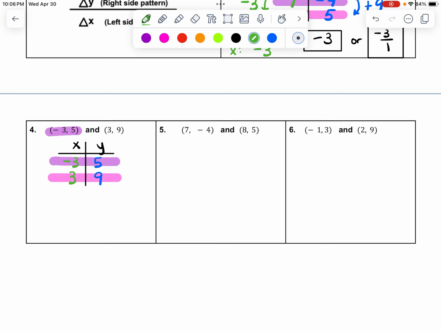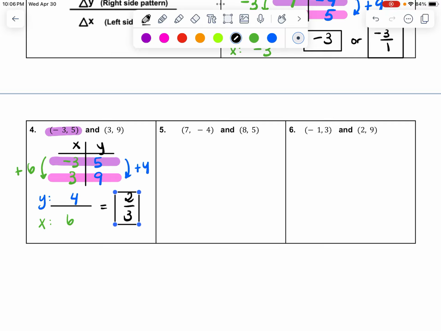Then we're going to find our patterns. To go from -3 to +3, we're going up by 6. And to go from 5 to 9, we're going up by 4. So my slope fraction would be the y pattern on the top, which is 4, and the x pattern on the bottom, which is 6. And then I'm going to type that into my calculator, and I get 2/3.